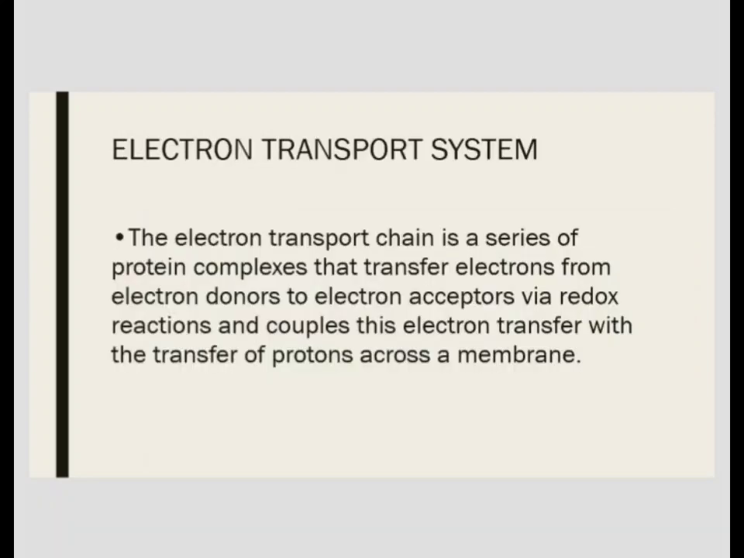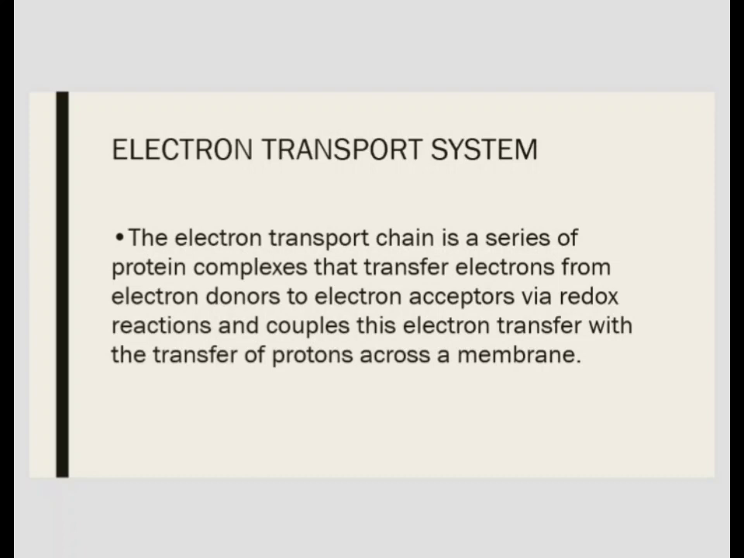After that, the next stage is the electron transport system or electron transport chain. It's a series of protein complexes that transfer electrons from electron donors to electron acceptors via redox reactions and couples this electron transfer with the transfer of protons across a membrane. Now, where do you think oxygen is used in cellular respiration?